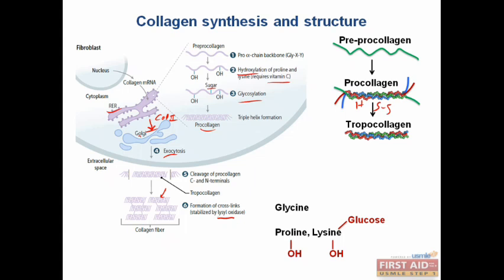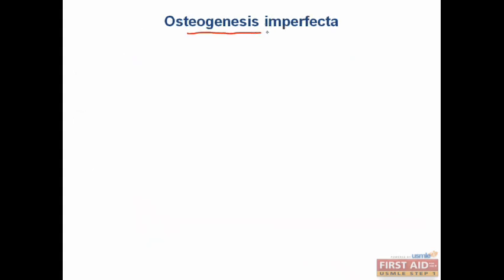This results in the final product, collagen fibrils. A deficiency in this last step is one of the important causes of Ehlers-Danlos syndrome, which I'll go over in a couple slides. Osteogenesis imperfecta is one of the most common deficiencies in collagen synthesis, occurring in about 1 in 10,000 people. Therefore, it's also the most commonly tested.